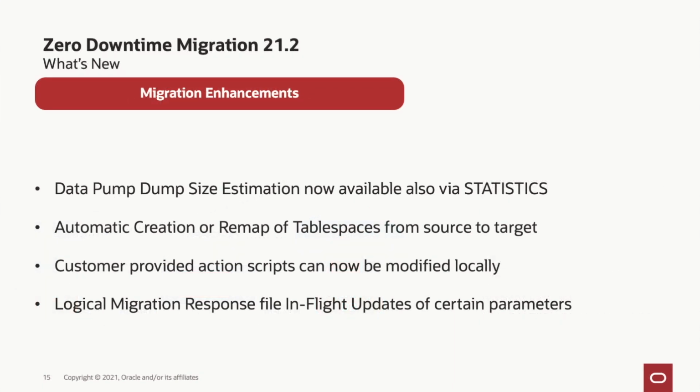Further migration enhancements that were introduced in Zero Downtime Migration 21.2 can be summarized here. For instance, when you're doing logical migration and we're doing a Data Pump dump size estimation, we can now do this via the statistics method if you prefer it. We now also offer the automatic creation or remapping of tablespaces from the source to the target.